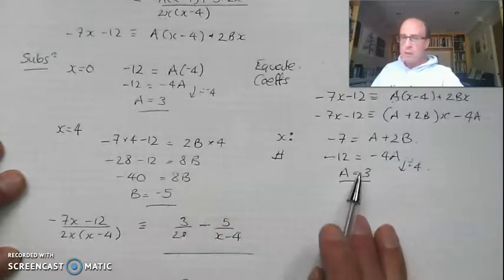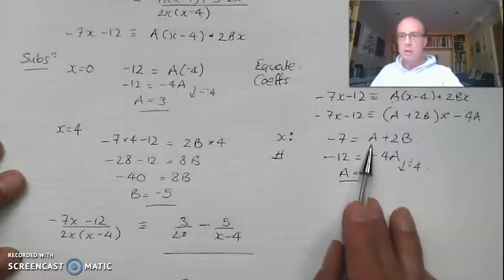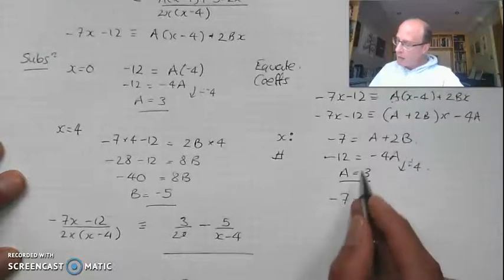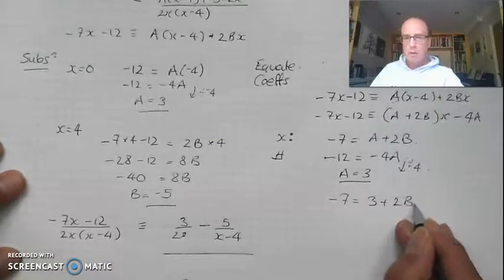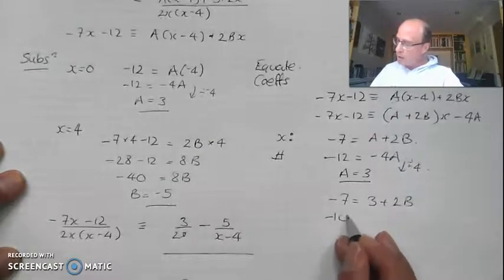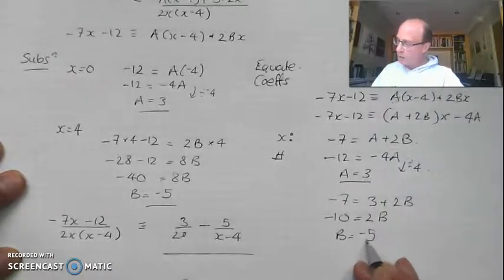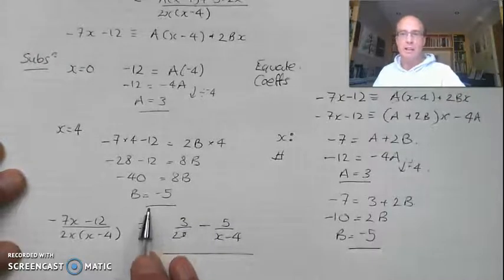Right, what have we got left? I still want to work out what b is. I've got this equation up here. I know what a is now, so I can use that to solve for b. I've got negative 7 is equal to a, which is my value 3, plus 2 lots of b. Subtract 3 from both sides. Negative 10 equals 2b. b equals negative 5. Again, same value that I've got over here, so I'm feeling fairly cocky. I haven't made a mistake.